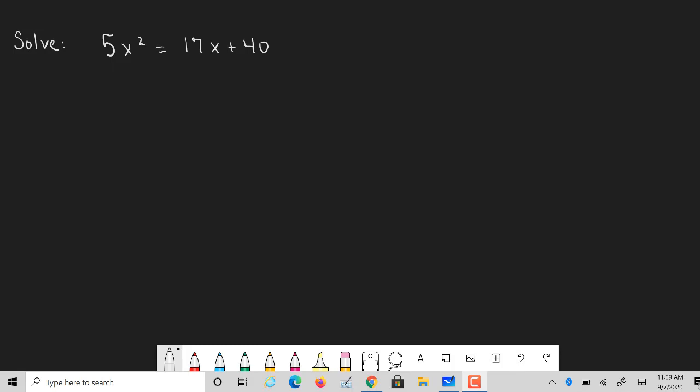The first one is we need to set this equal to 0, so we're going to subtract the 17x and the 40 from both sides. So now that we have it equal to 0, we need to talk about the factoring.